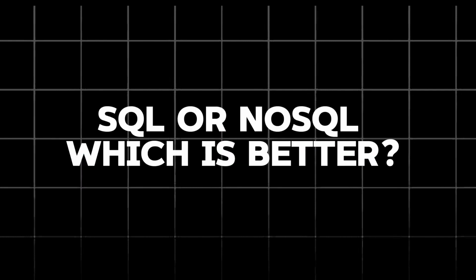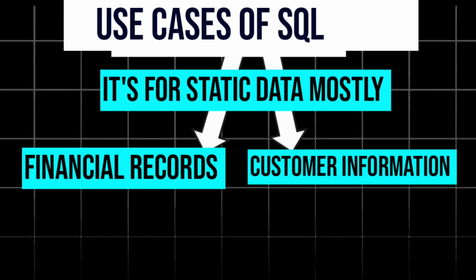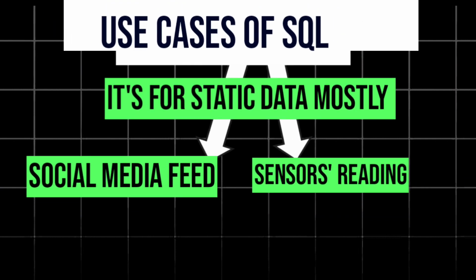So which database wins? It depends. SQL's structure makes it perfect for things that need to be super organized, like financial data or customer information. You can easily search and analyze data with SQL queries. NoSQL shines with big and ever-changing datasets, like social media feeds or sensor readings. Its flexibility makes it easy to store new types of data without worrying about the schema.